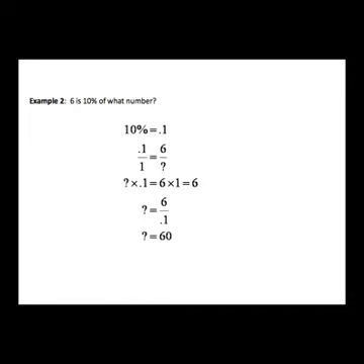6 is 10% of what number? 10% equals 0.1. Put it into fraction format. 0.1 over 1 equals 6 over the number we're looking for. 6 divided by 0.1 is 60. Or you could have just moved the decimal place to the right by 1 place on the 6.